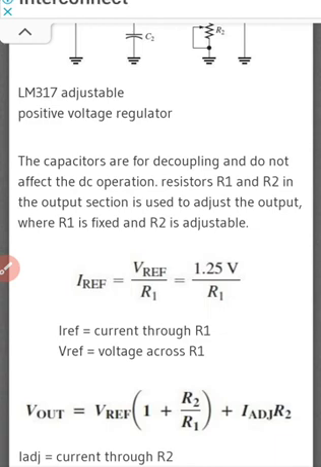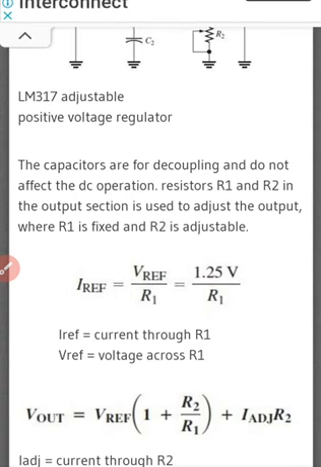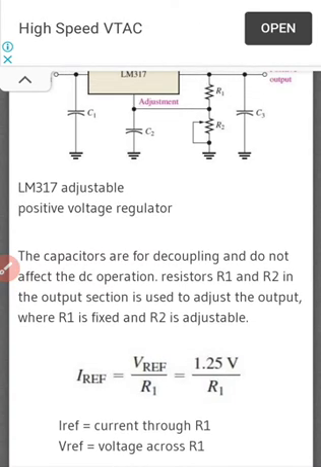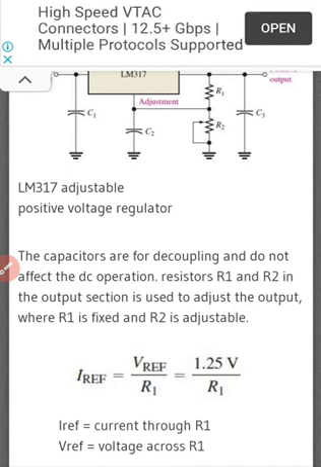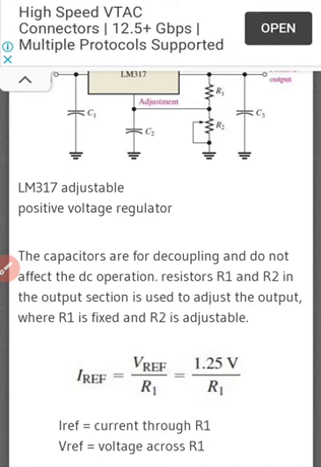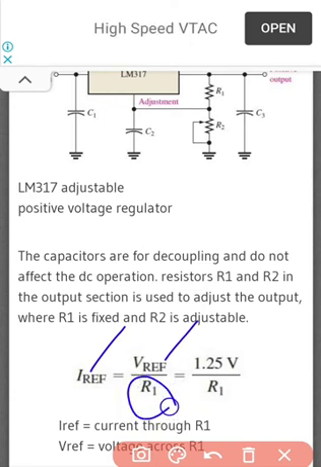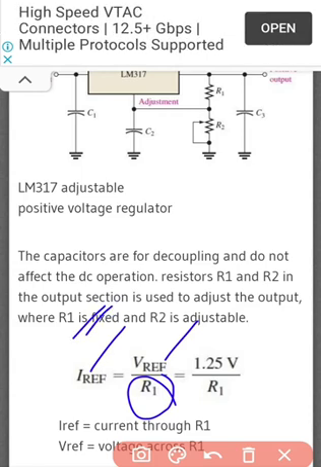The resistors R1 and R2 in the output section are used to adjust the output. Where R1 is fixed, R2 is adjustable, and where R2 is fixed, R1 is adjustable. They use the vice versa function. So here the reference current is equal to the reference voltage divided by the resistance R1. If R2 is fixed, then you have to replace it with R2. Mind that.